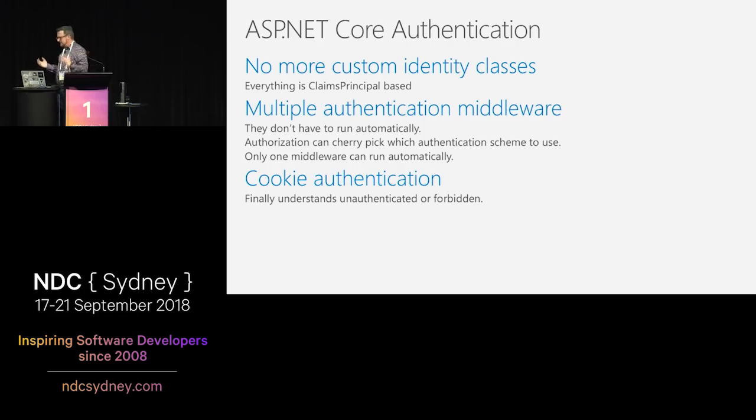If you have multiple ones, you have to choose which one is your main one, which is generally Cookie. And then you can pick and choose what gets triggered when you go to certain endpoints or by calling sign in in your code. And we have Cookie Authentication, which is the backbone of everything. That's generally how your identity is going to be persisted through the browser in a nice encrypted and signed cookie. And it finally understands the difference between authenticated and forbidden, which for the longest time it did not. So everybody got the same login prompt no matter what they tried to do.